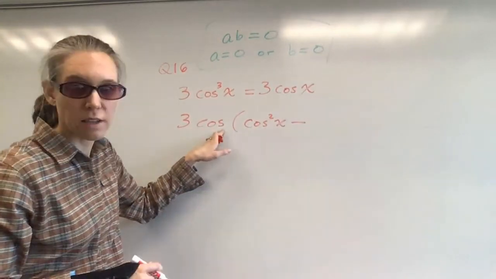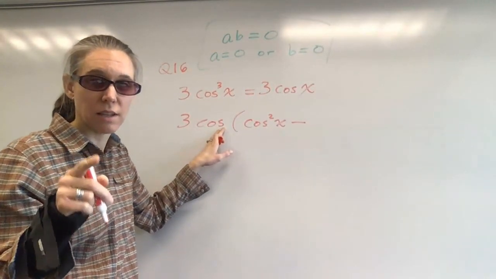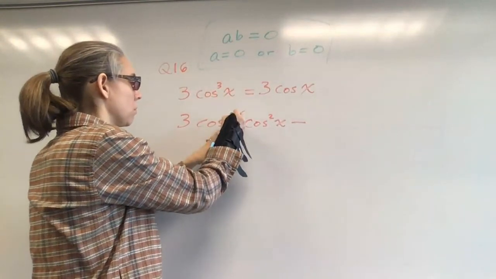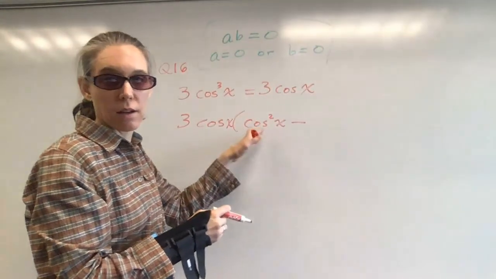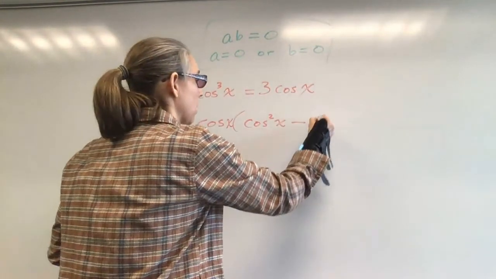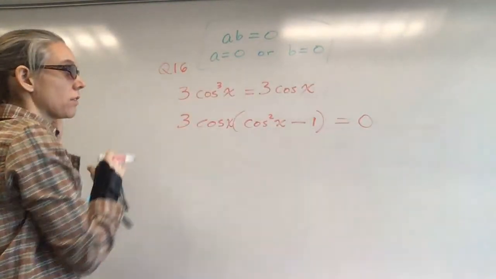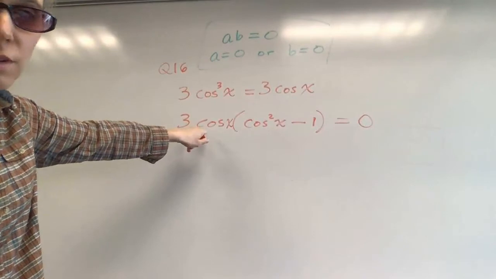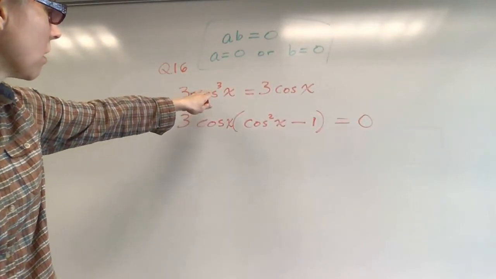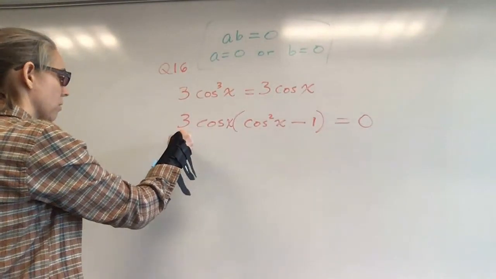I made a mistake here. I wrote 3 cos. Never just write 3 cos. You need to include the variable: 3 cos x and cos squared x minus 1. Okay, so if you move the 3 cos x to the left-hand side, you can then factor out the 3 cos x, and you end up with just cos squared x minus 1. And then you can factor this further.